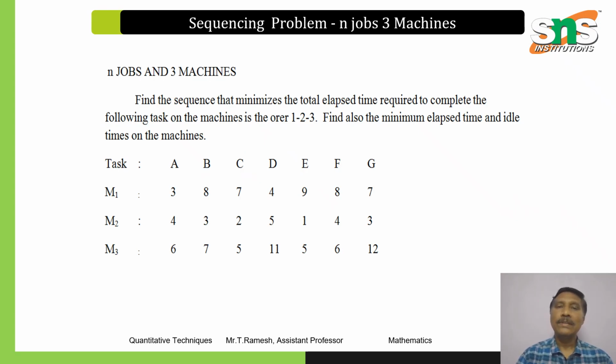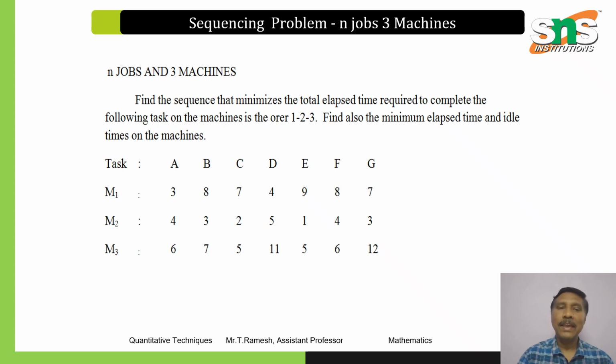Find the sequence that optimizes the total elapsed time required to complete the following tasks on the machines in order 1, 2, 3. Find also the minimum total elapsed time and the idle time of each machine. Here the tasks are A, B, C, D, E, F, G, and the time durations of the tasks on M1, M2, M3 are all given.